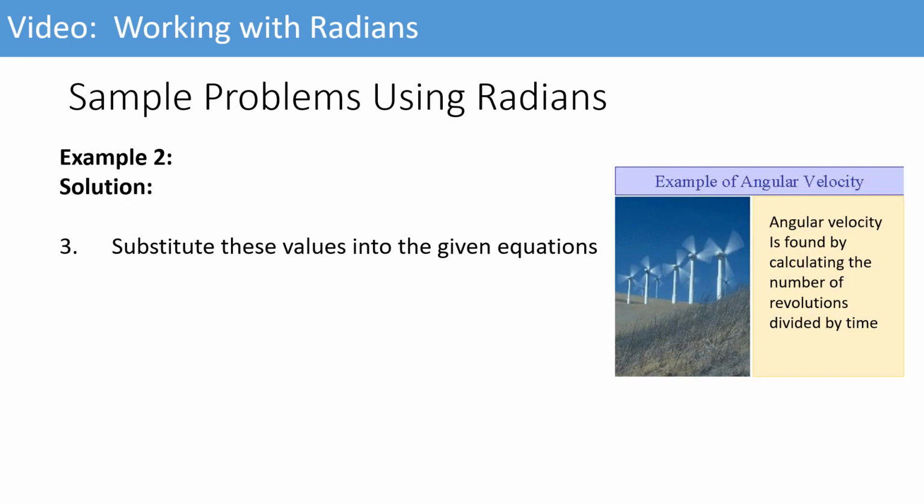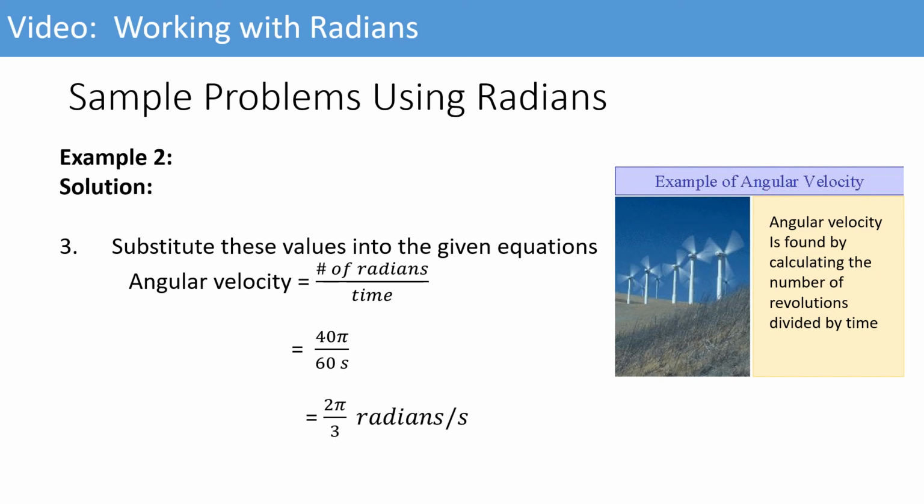Substitute these values into the given equation. Angular velocity equals the number of radians divided by time. We know the number of radians is 40 pi, and we know the time is 60 seconds. So, doing the math, simplify it to 2 pi over 3 radians per second.